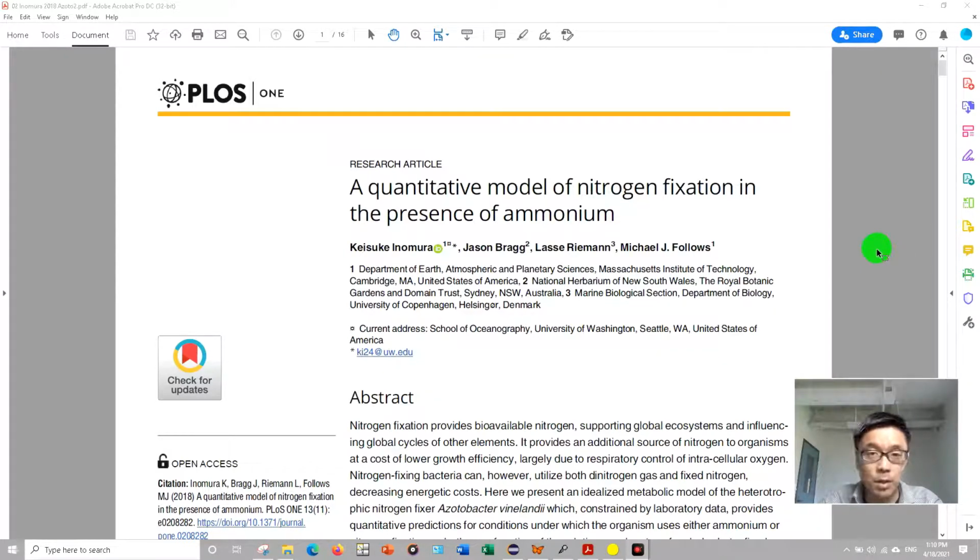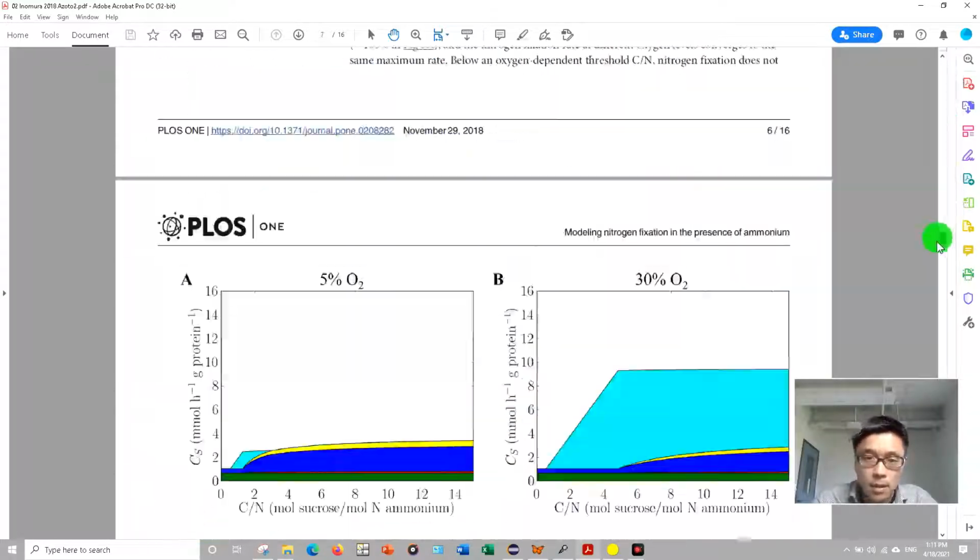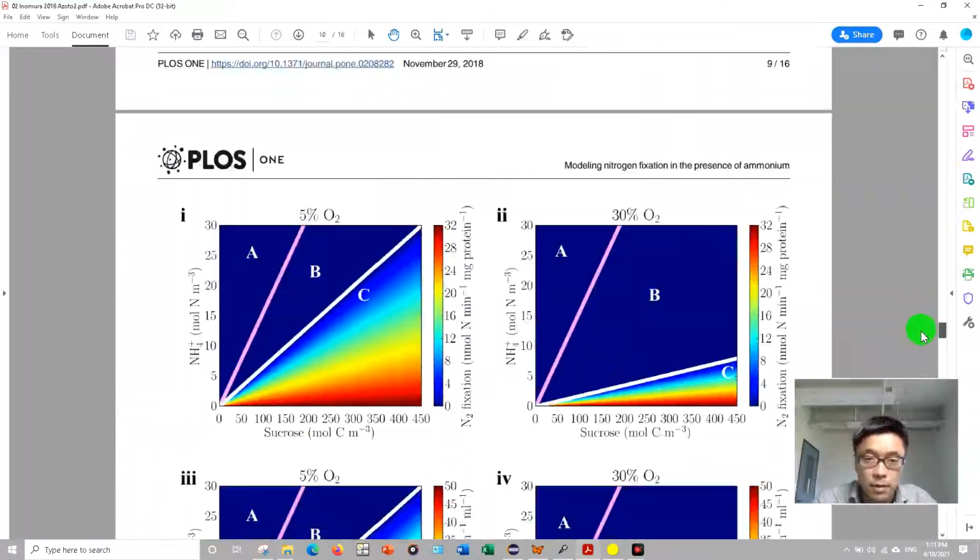Today I'm talking about another key point of this paper, a quantitative model of nitrogen fixation in the presence of ammonium. I'm the first author of this paper, Keisuke Inomura, and this paper was published in 2018 in PLoS ONE. So the main point today is figure 7.